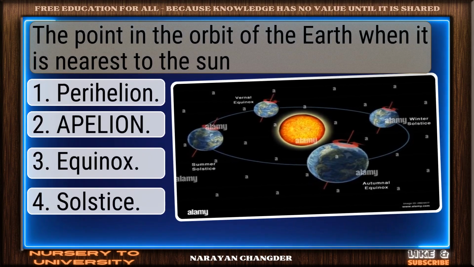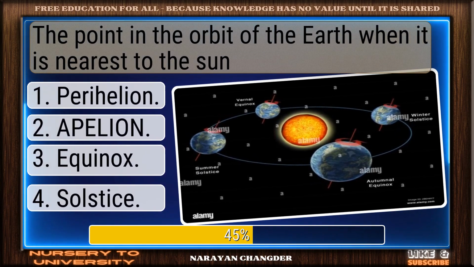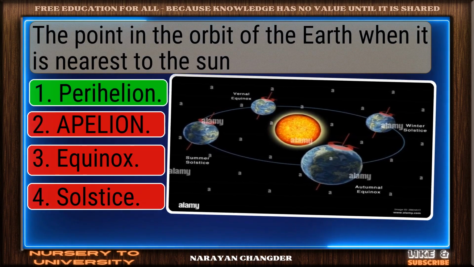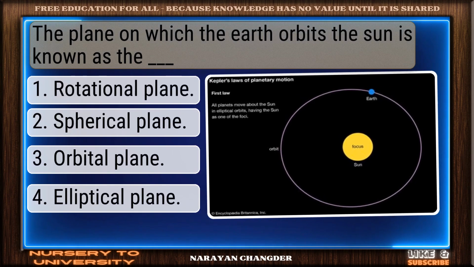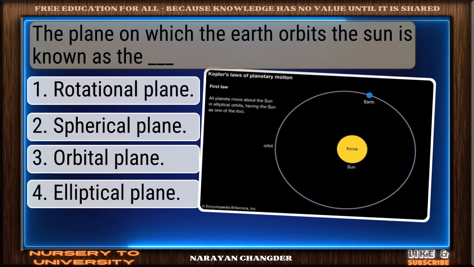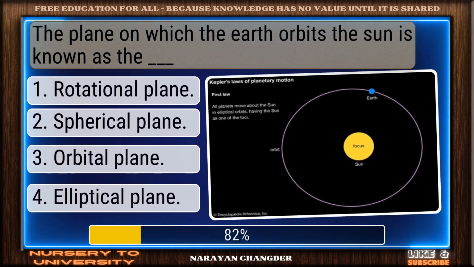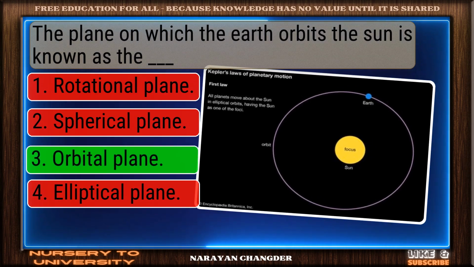The point in the orbit of the Earth when it is nearest to the Sun is? Good job. Your answer, perihelion, works well here. The plane on which the Earth orbits the Sun is known as the ___. Valid point. Orbital plane is true.